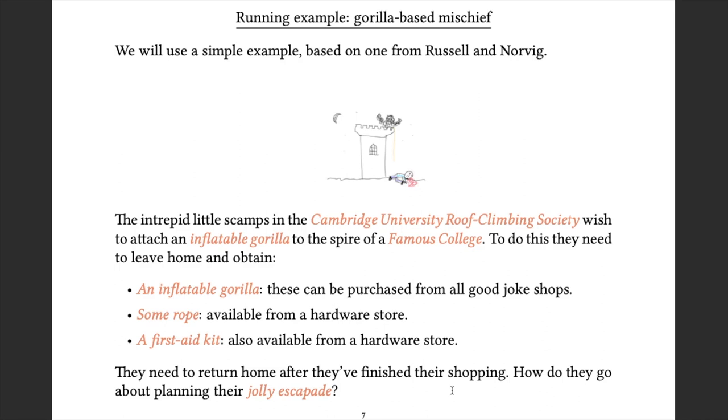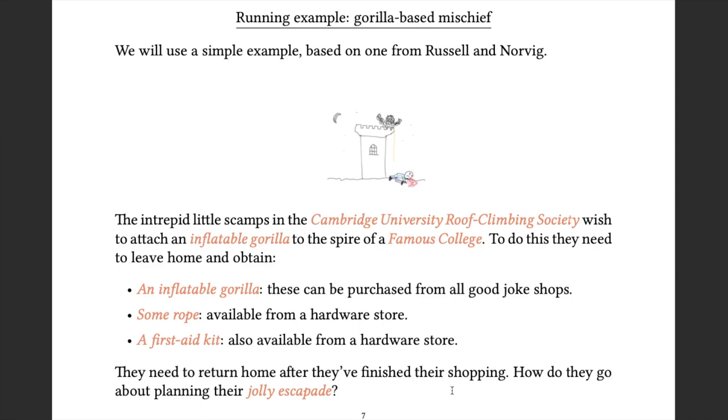In order to do this, they will need to leave home and obtain an inflatable gorilla from a joke shop, some rope from a hardware store, and unfortunately in this instance the poor chap having attached his gorilla has met with a bit of a mishap and needs a first aid kit. So they're going to need to obtain one of those in advance as well. And that can also be obtained from a hardware store. After they've got these things, they need to return home.